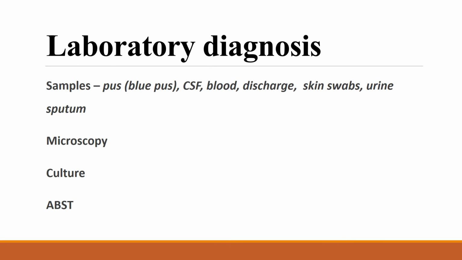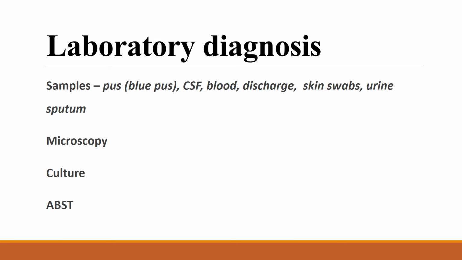Now laboratory diagnosis, how to diagnose the Pseudomonas infection. So we simply have to collect a particular clinical specimen from the patient. Suppose in a particular patient, a particular condition is suspected to be caused by Pseudomonas, we have to collect an appropriate sample like pus or CSF or blood or the discharge from the wound or simple skin swabs, or urine in case of urinary tract infection. Depending on the condition of the patient, we collect different samples. Like in pulmonary infection, we will collect the sputum, like expectoration from the respiratory tract.